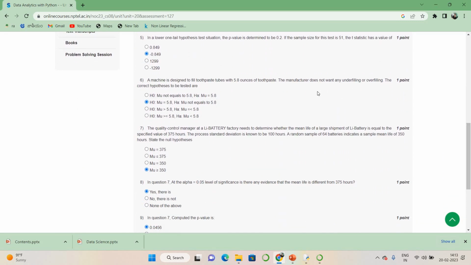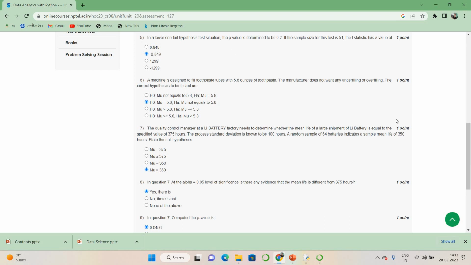Now coming to question number 5. In a lower tail hypothesis test situation, the p-value is determined to be 0.2. If the sample size of this test is 51, then the t statistic has a value of minus 0.849.